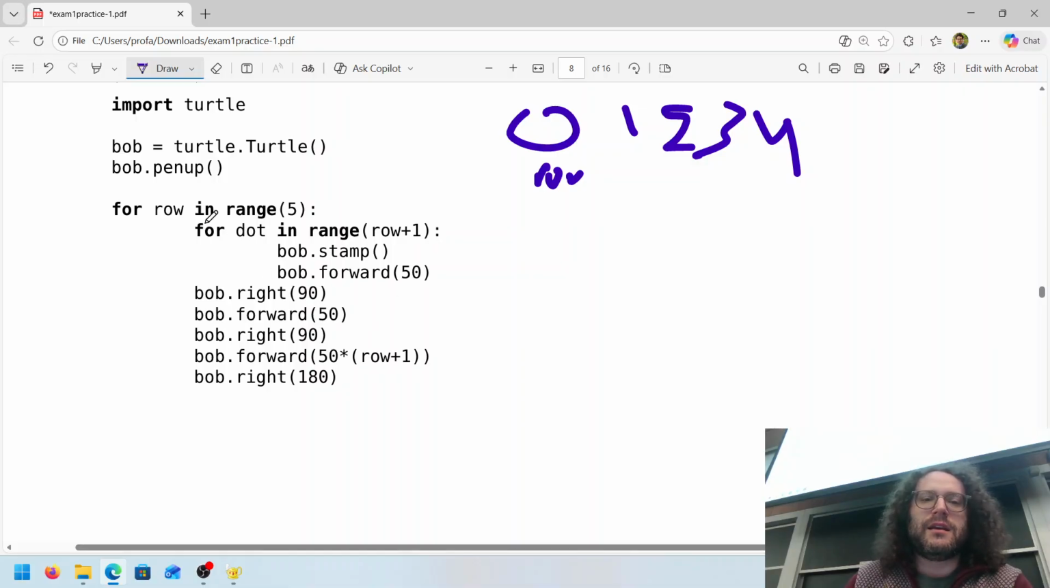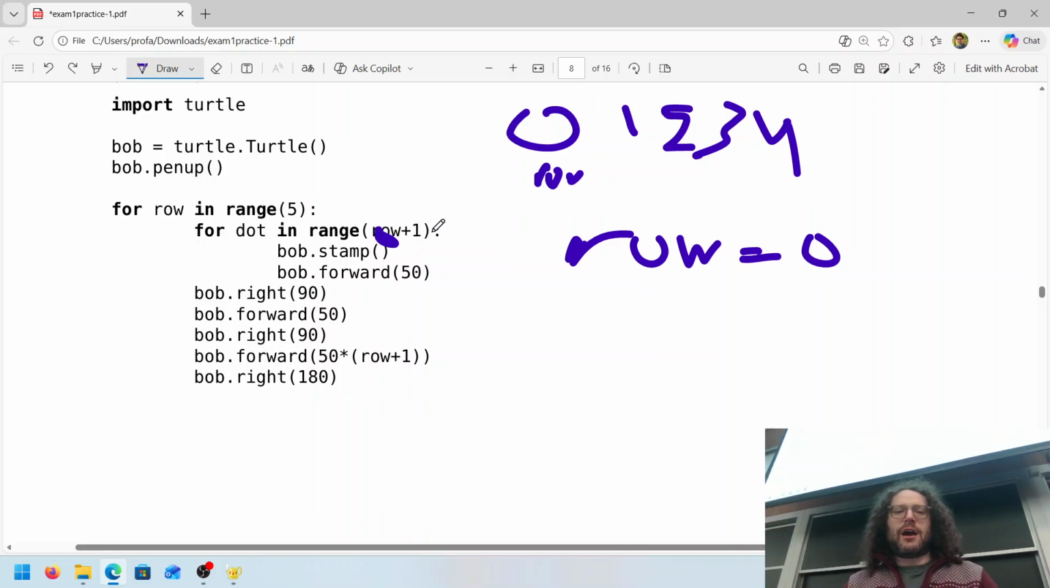All right, for dot. Row's current value is 0. For dot in range, what is 0 plus 1? 0 plus 1 is 1. So how many times does this block of code currently execute? Once. So do this once. Stamp, meaning draw at the very beginning, and move forward 50. That's going to be basically our gap. So move forward. I'm going to draw a little X to note where my turtle is currently.